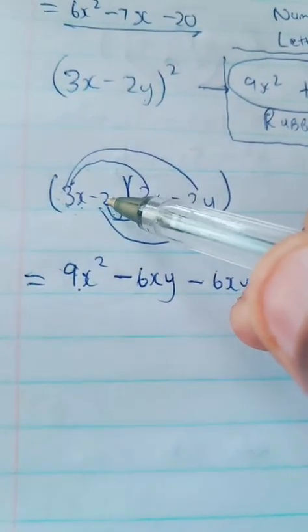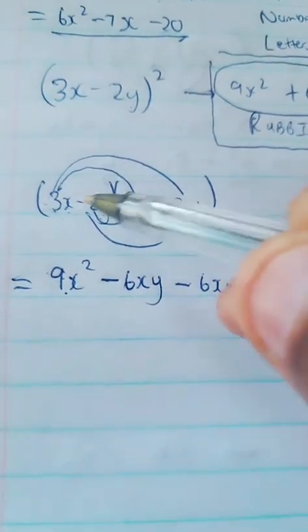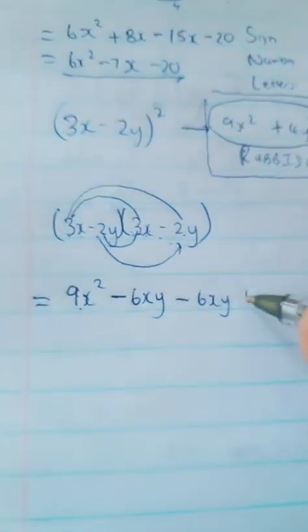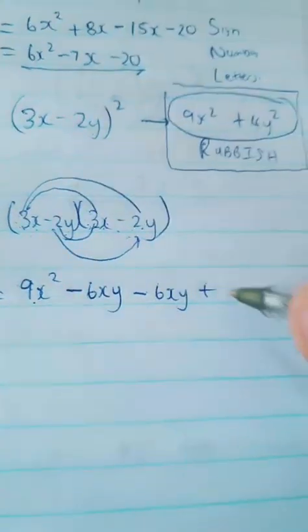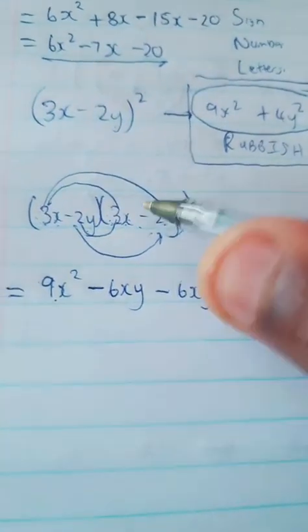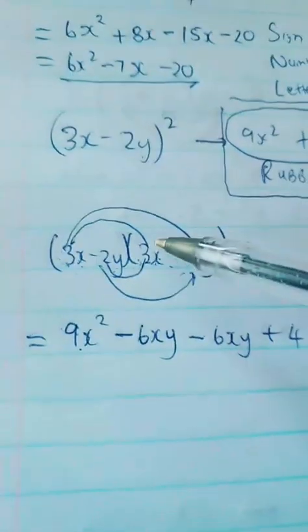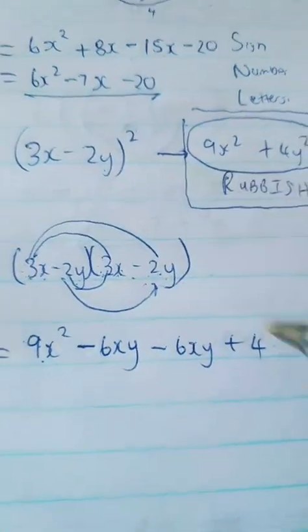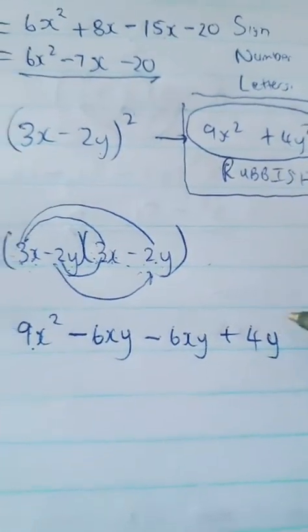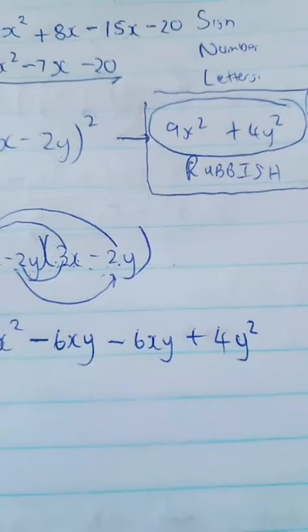Then the last term, negative 2y times negative 2y, negative times a negative gives positive. 2 times 2 gives 4. Y times y, take note: the bases are the same. You keep the base, you add the exponents.